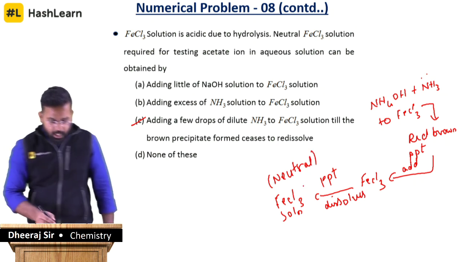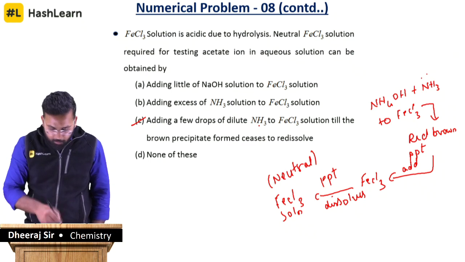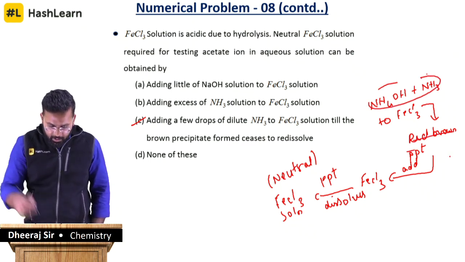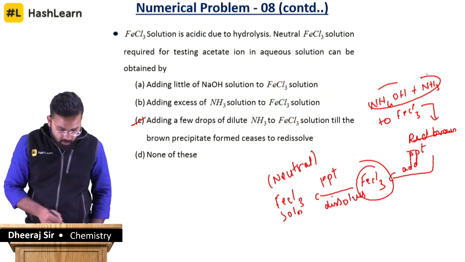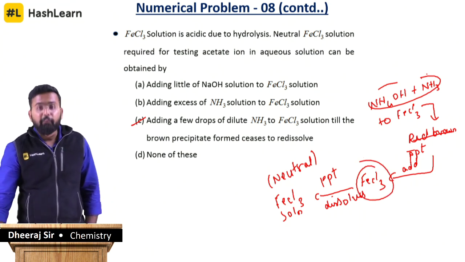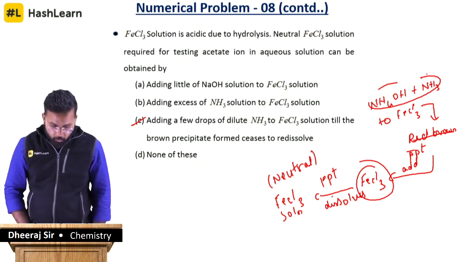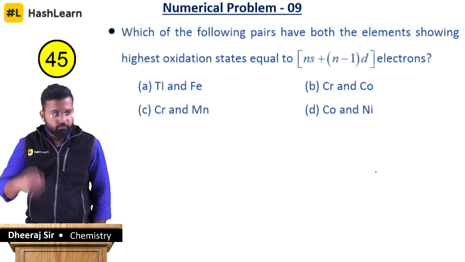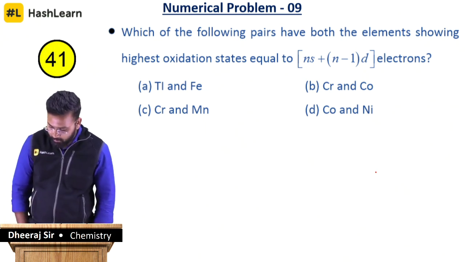So I can say add a few drops of dilute ammonia to FeCl3 till the brown precipitate forms. See this? Yes. Add this, you start getting brown precipitate. Then again you start adding a little FeCl3, the precipitate dissolves, and therefore the solution that you get, which does not contain precipitate, will be neutral in state. So quite an important question. Remember it, guys. Moving ahead to the 9th question packed for the day.